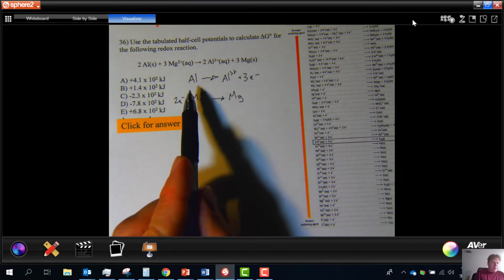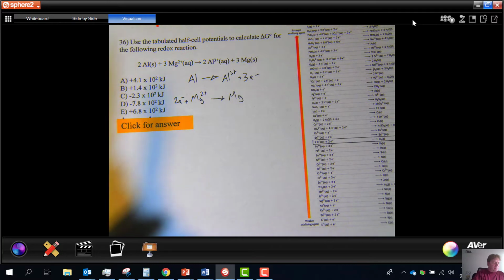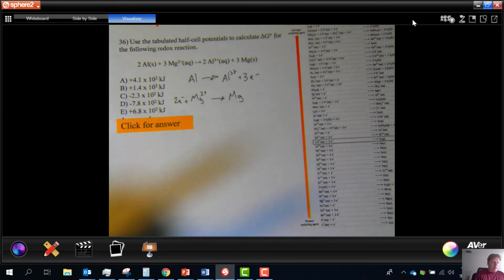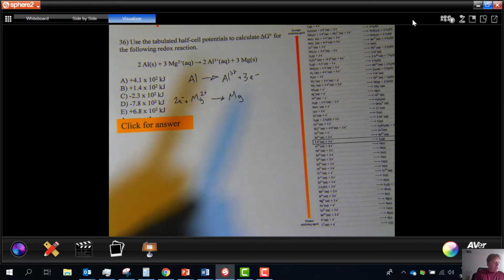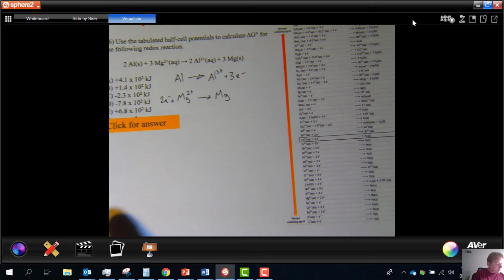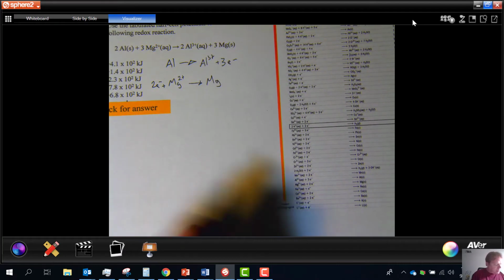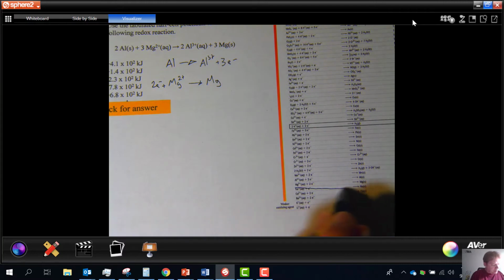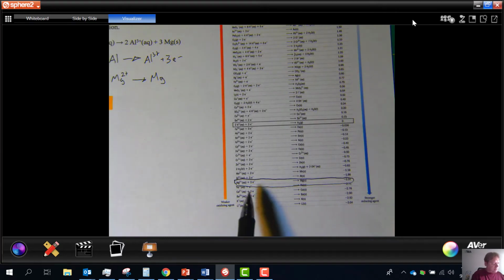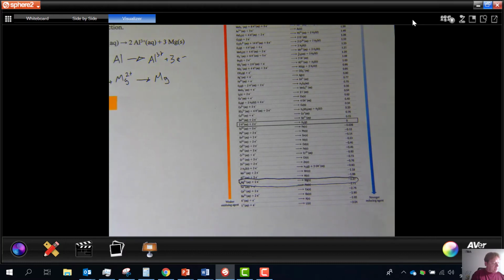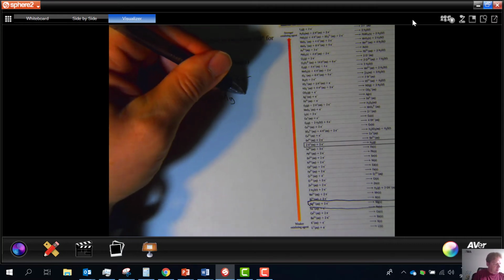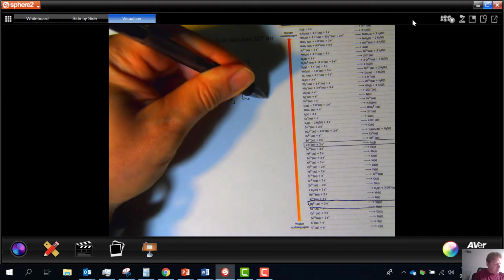But then we want to find these on the standard reduction table. So I have a copy of that over here. Remember, these are all going to be reductions, so one of them will have to be turned around. And so looking over here, I see down here magnesium. I'm going to go ahead and circle that. So magnesium ions plus 2 electrons forming magnesium. The voltage for that was negative 2.37.